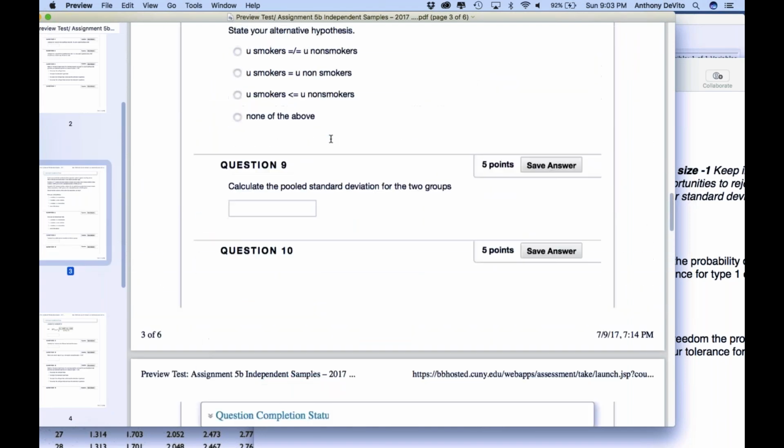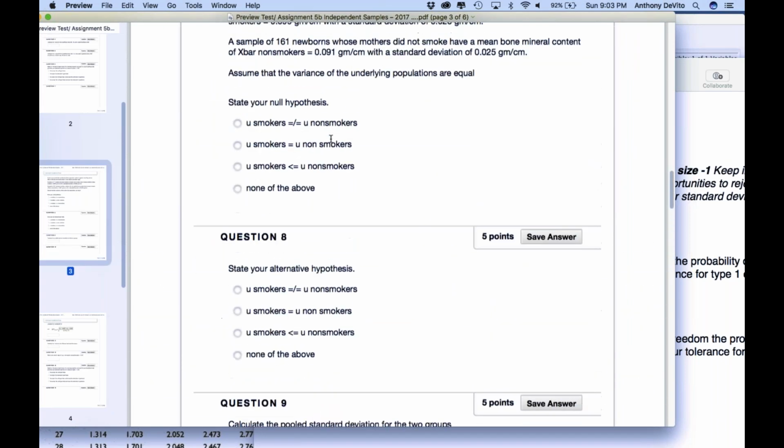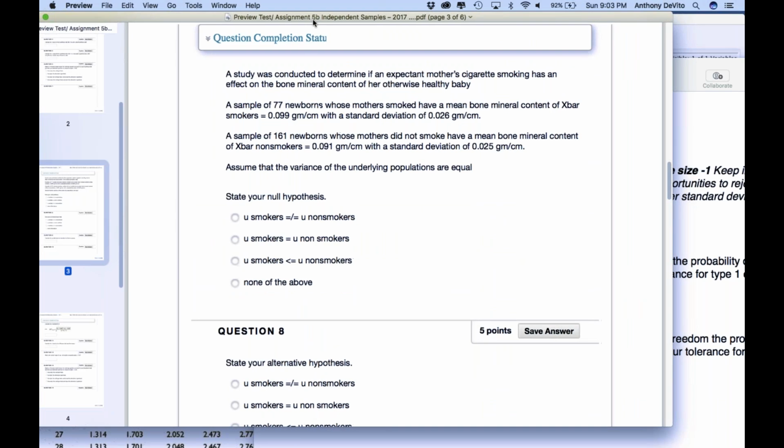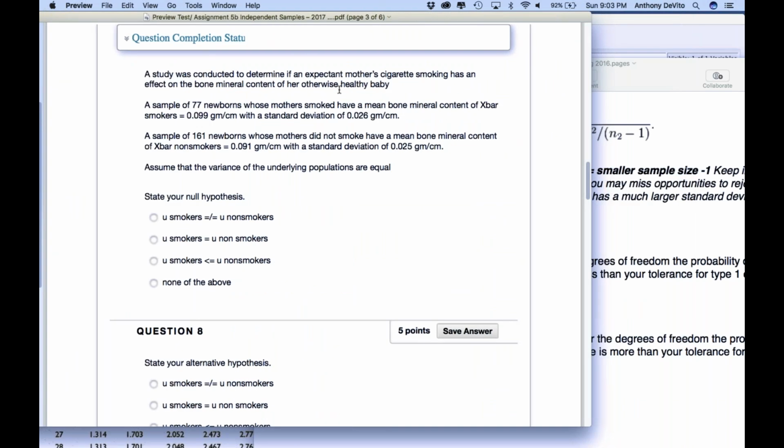Okay, so let me back up here. Here we go. A study was conducted to determine if expected mothers smoking cigarettes affects newborns. A sample of 77 newborns whose mothers smoked, and a sample of 161 newborns whose mothers didn't smoke.